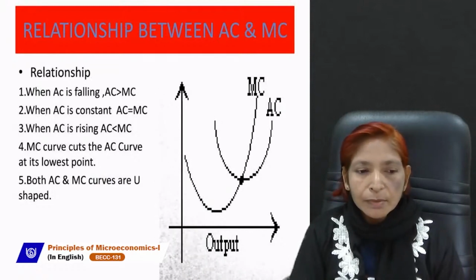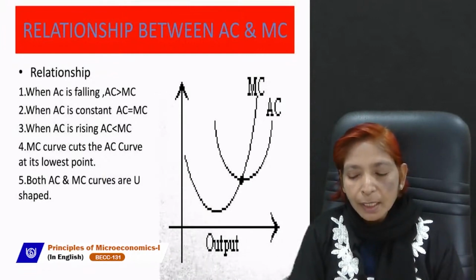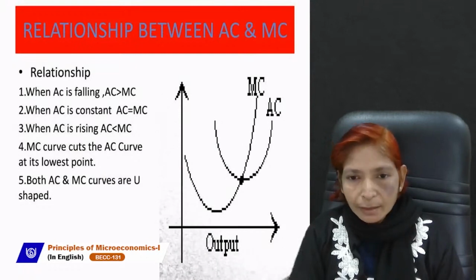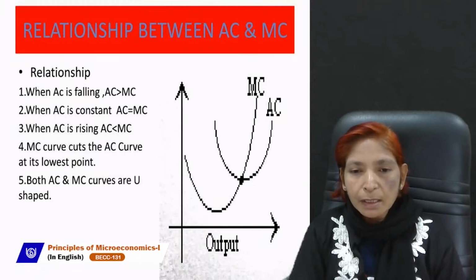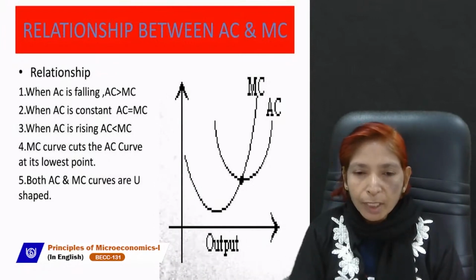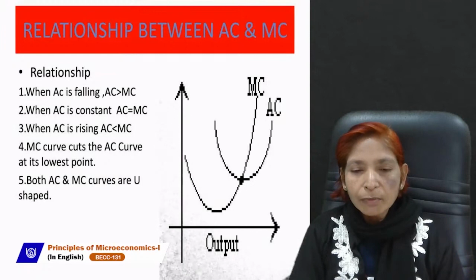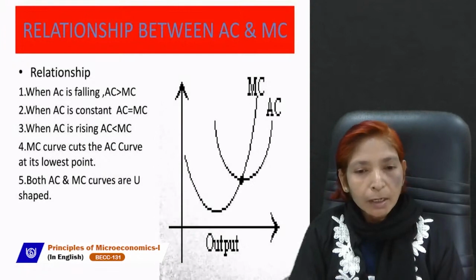Both AC and MC curves are always U-shaped due to the applicability of the law of variable proportion, because AC and MC are short run cost curves, and short run cost curves are based on the short run production function law, which is returns to a factor. So the cause of the U shape of AC and MC is the applicability of the law of variable proportion or returns to a factor. That's why these curves are always U-shaped. But the production curve shape is always an inverse U-shaped curve.